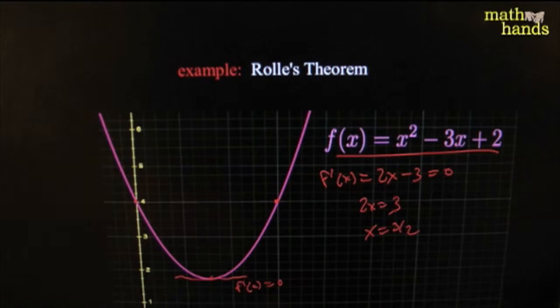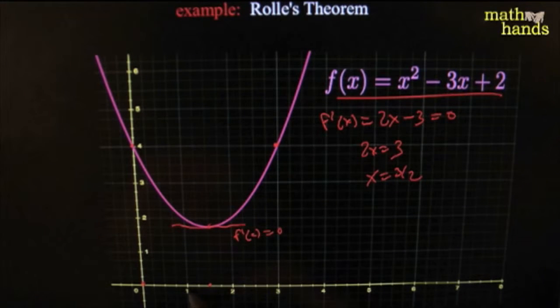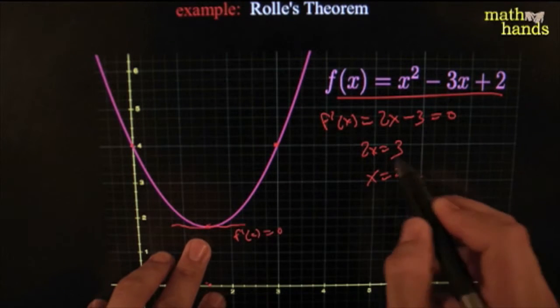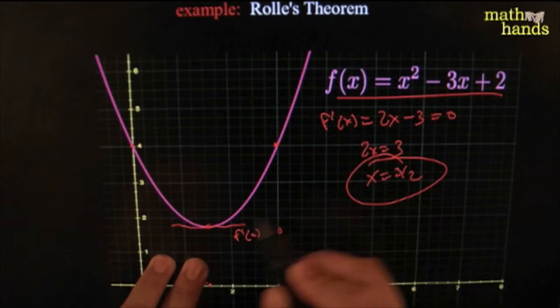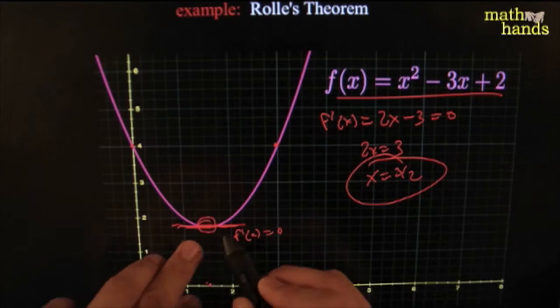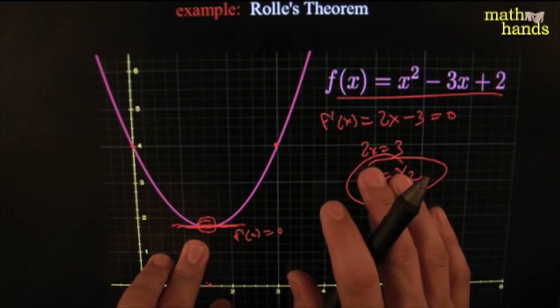Look at that. 1, 2, 1.5. At 1.5, consistent with the picture, the algebra tells you that at 3 over 2, the graph was flat. If you were to zoom in there, they're almost indistinguishable. That's what Rolle's theorem says.